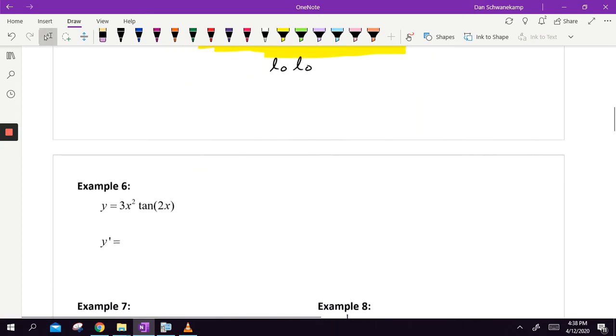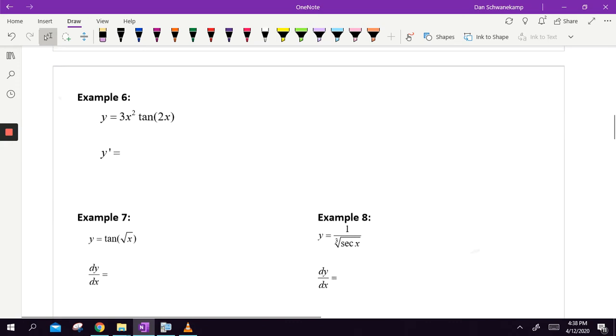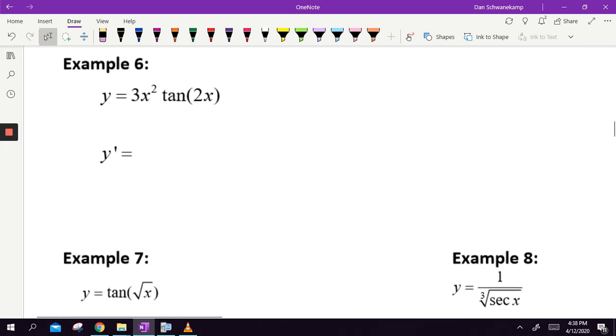Okay, keep with me. We're going to keep going here. Just keep rolling along. Example 6. 3x squared, tangent of 2x. What rule am I going to need here? Did you say chain rule? Yep, you need chain rule.